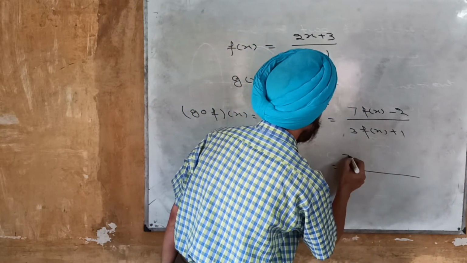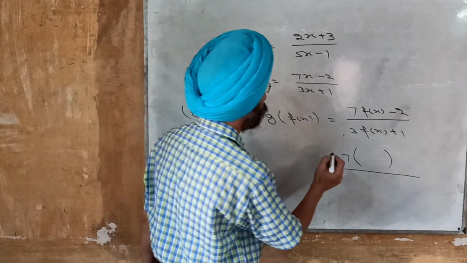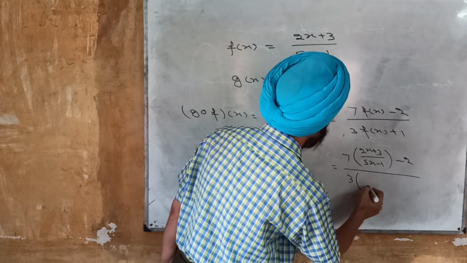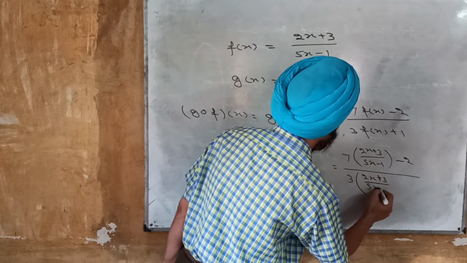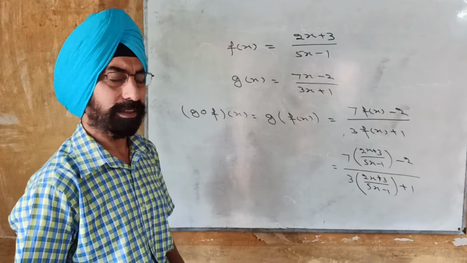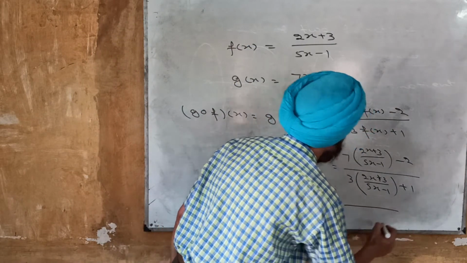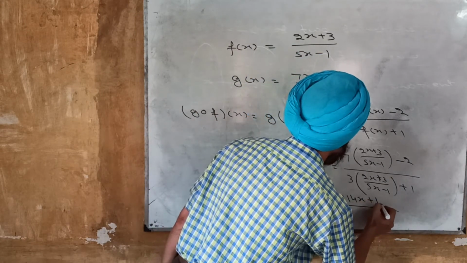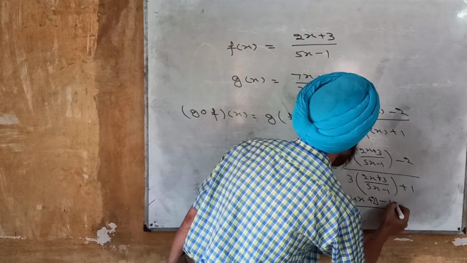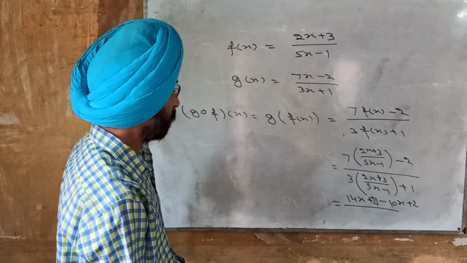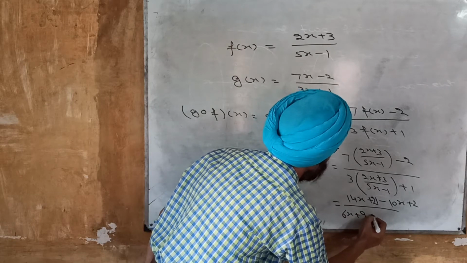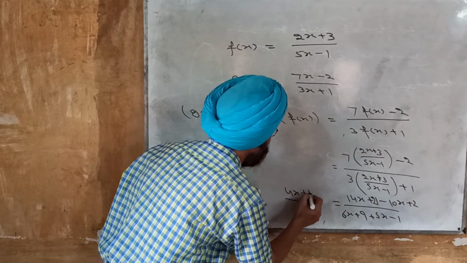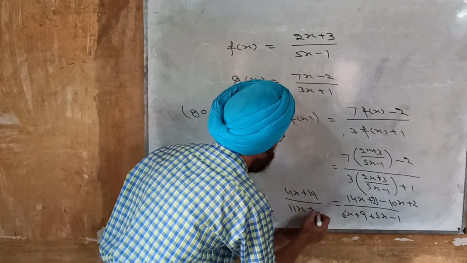What you are going to get? 7 times f(x), your f(x) is (2x plus 3) over (5x minus 1), minus 2, over 3 times (2x plus 3) over (5x minus 1) plus 1. If you solve it further, it will become (14x plus 21 minus 10x plus 2) over (6x plus 9 plus 5x minus 1), that is equal to further (4x plus 19) over (11x plus 8).